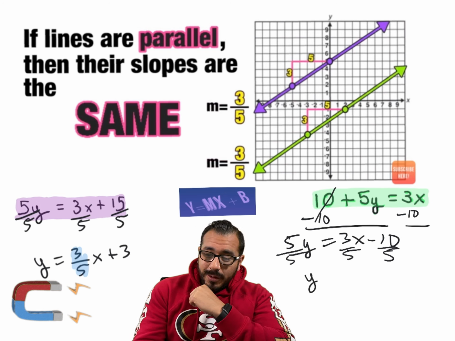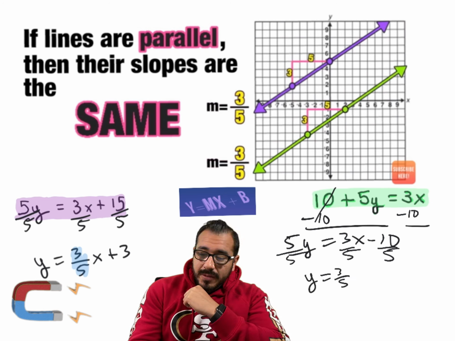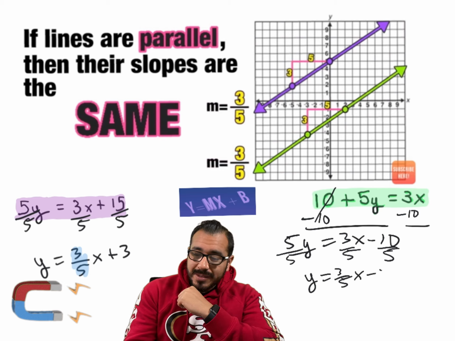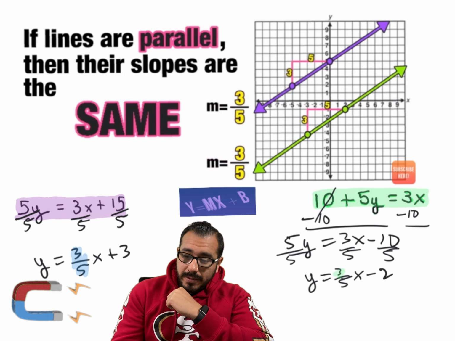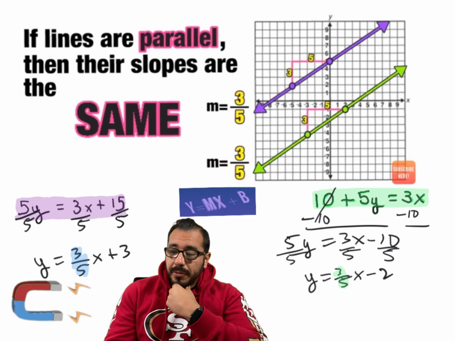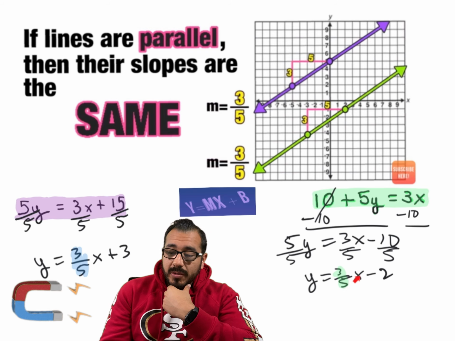And so you're left with y equals 3/5 x, sorry for that messy 3, minus 2. I could simplify that. And look at what we have here. The slope is also 3/5. So the slope is always next to the x.